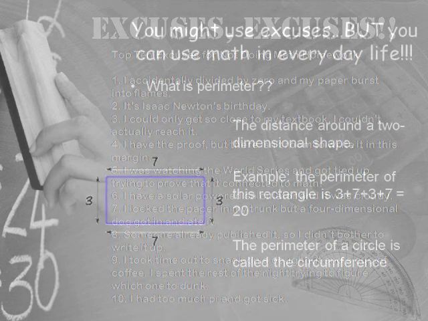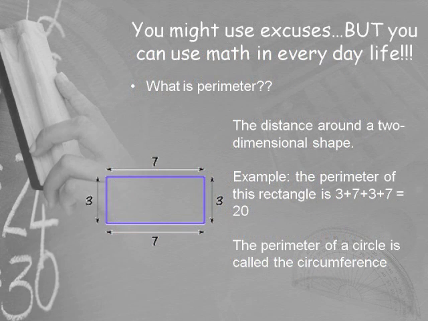Now, you might use excuses, but math can be used in everyday life. What do you think perimeter is? Well, it's the distance around a 2-dimensional shape. Let's look at the rectangle to the left as an example. As you can see, the measurements of each side are written for us. The perimeter of the rectangle is 3 plus 7 plus 3 plus 7 equals 20. You can add each side of the rectangle and then you get the perimeter.